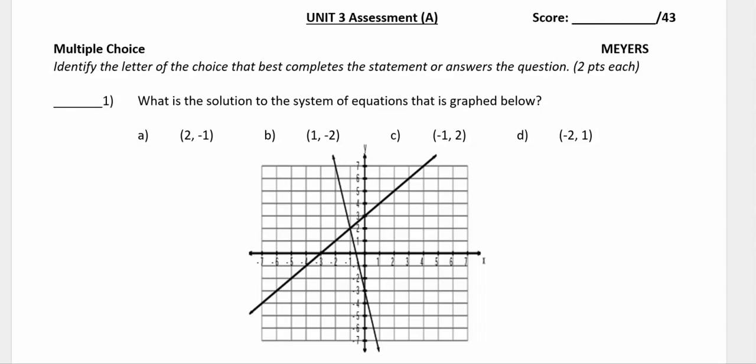Hey guys, I'm going to take a few minutes here to walk you through all of the questions on the Unit 3 Form A assessment that you took last week. So we'll jump right into number one.